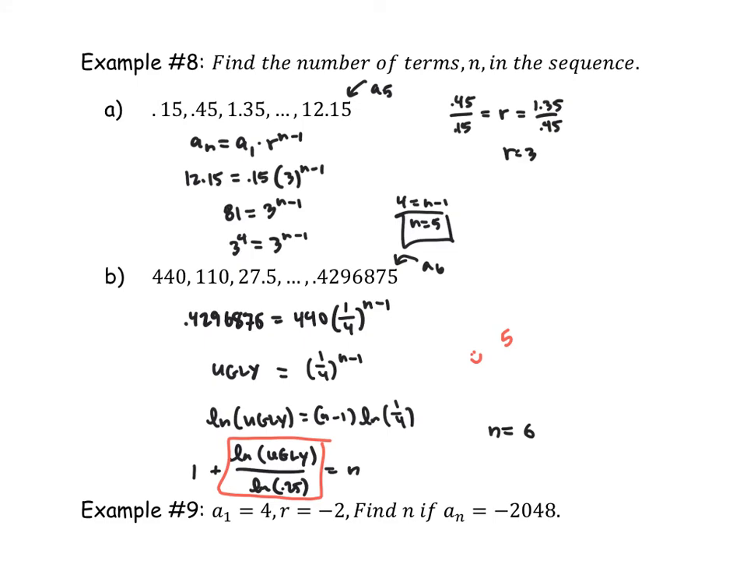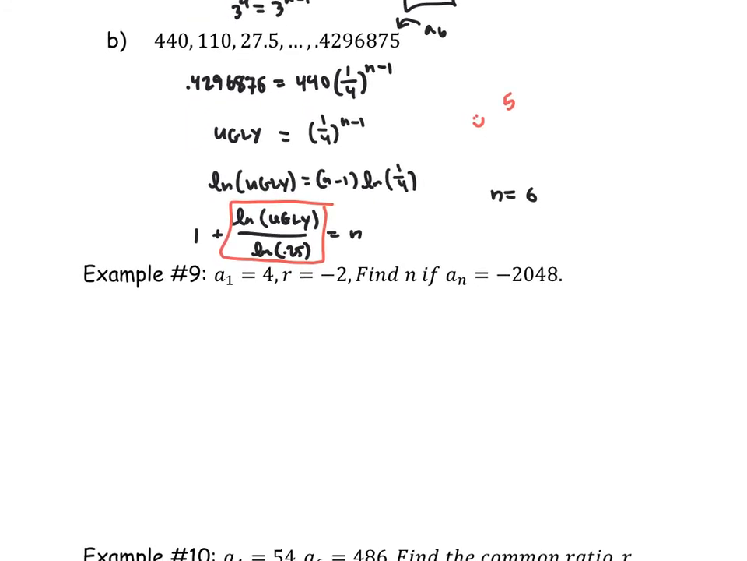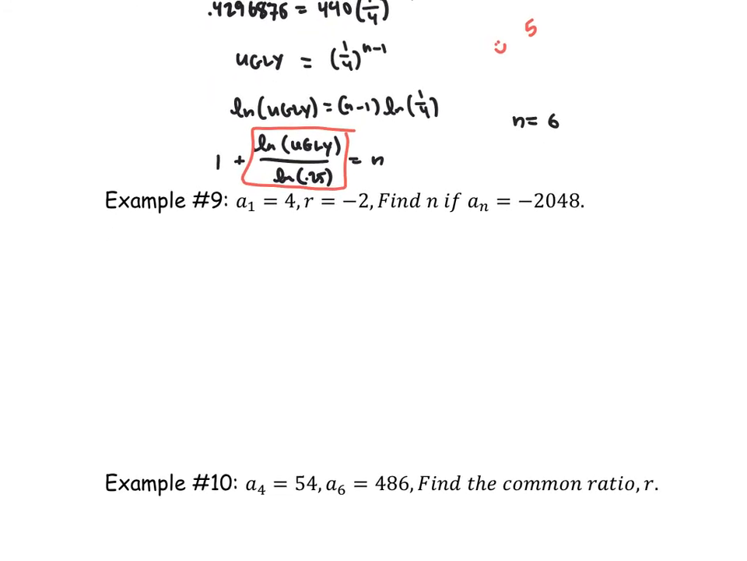Okay. Let's look at example 9. This looks like a fun one. First term is 4. Common ratio, -2. Find n if the nth term is -2048. That was a fun game back in the day. Was it called 20? Yeah, it was called 2048.